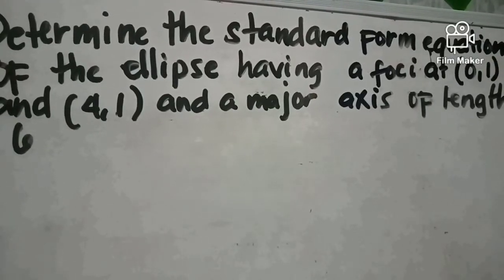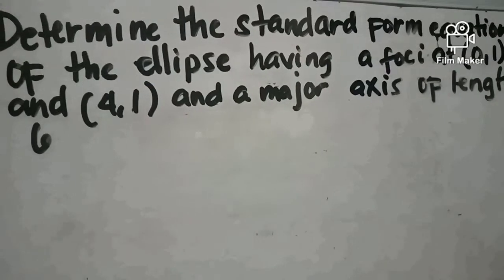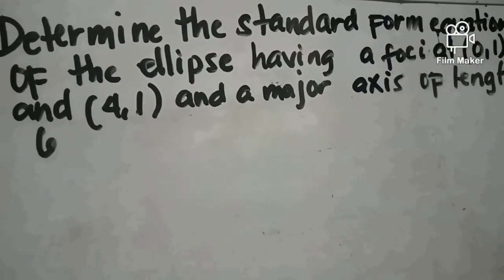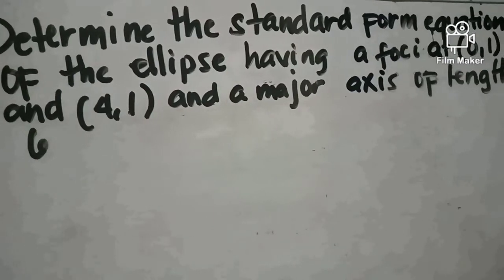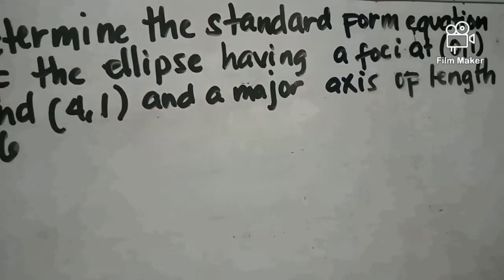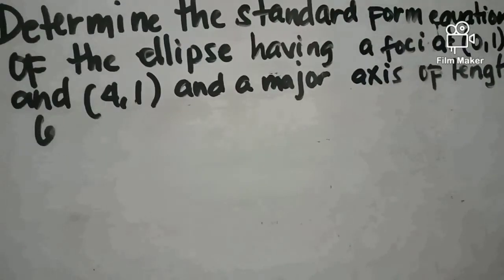Today's video, tuturuan ko kayo ng standard equation na yung ellipse ay hindi naka-center sa origin. So, paano natin siya hanapin? So, this is our problem. Determine the standard form equation of the ellipse having foci of (0, 1) and (4, 1) and a major axis of length 6. So, paano natin siya isi-solve?